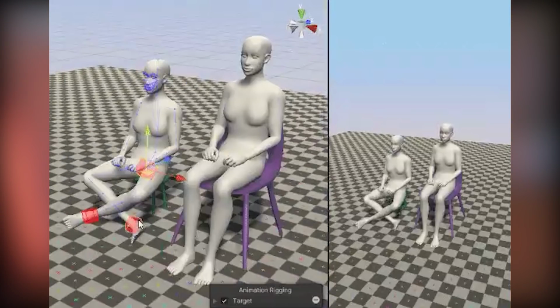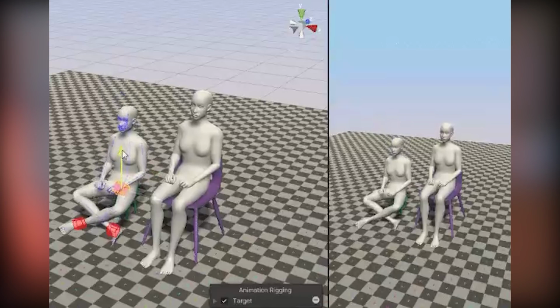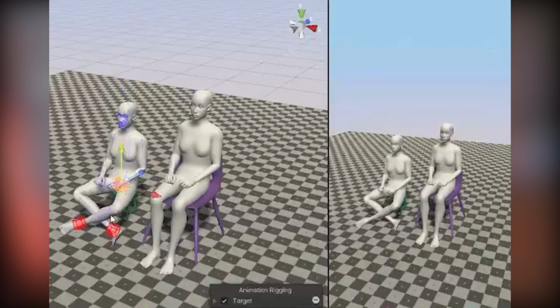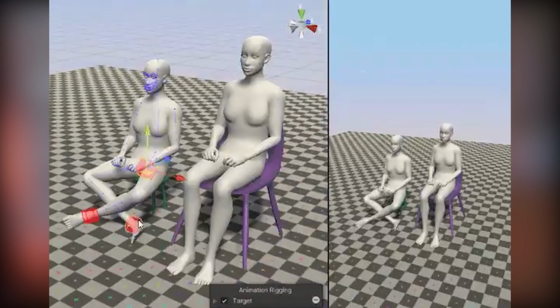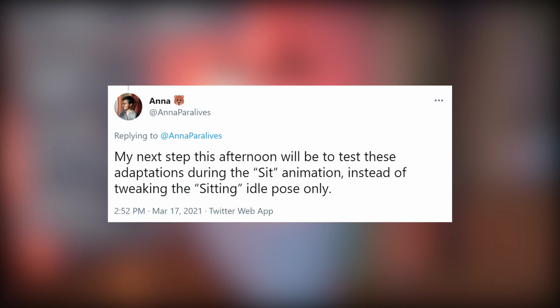This alternative looks way more practical than the other, as the hands don't look like they need a lot of adaptation. It still needs a lot of polishing though. Note, also time to remind you that everything is work in progress and definitely not final. Yeah, I would hope that people understood that, or collected that themselves. I really hope that people didn't think this was the final product. No. My next step this afternoon will be to test these adaptations during the "sit" animation instead of tweaking the "sitting idle" pose only.